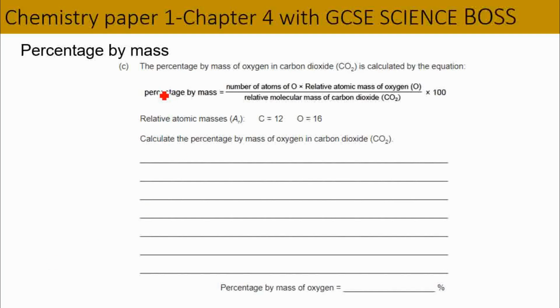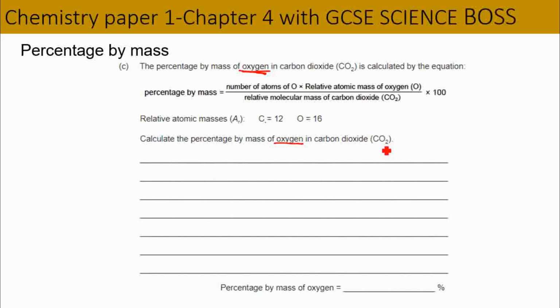So here is a past paper question that we're looking at. We're calculating the percentage by mass of oxygen in carbon dioxide. This is the equation given. They've given you the relative atomic mass. Carbon is 12, oxygen is 16. So it says calculate the percentage by mass of oxygen in carbon dioxide.